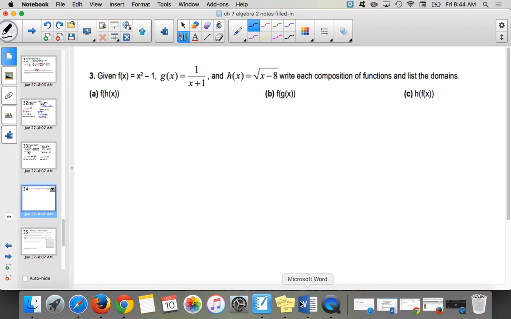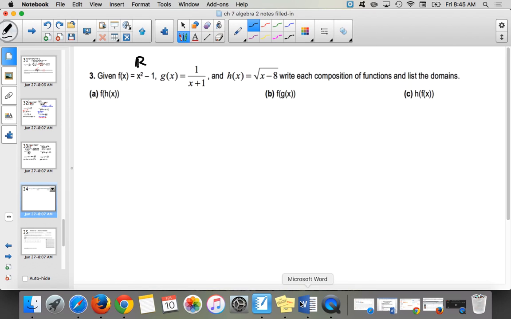So for f of x, we get all real numbers, so you can write it with a fancy R, or you could write it as negative infinity to infinity if you want to write it that way. Doesn't matter. So basically it's everything, all real numbers.